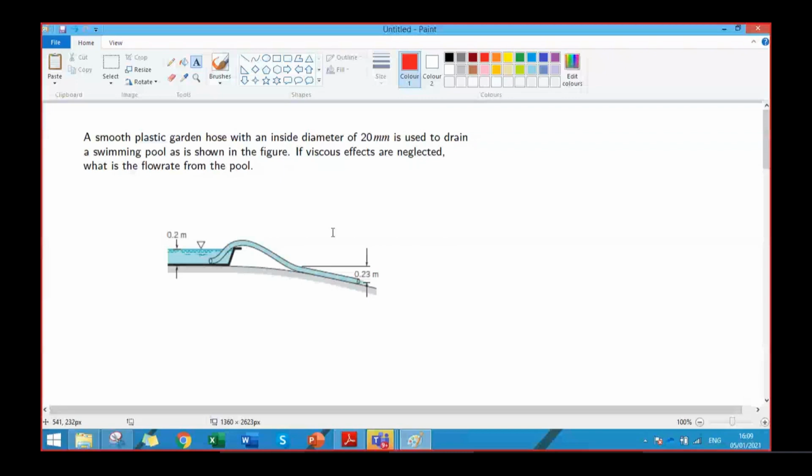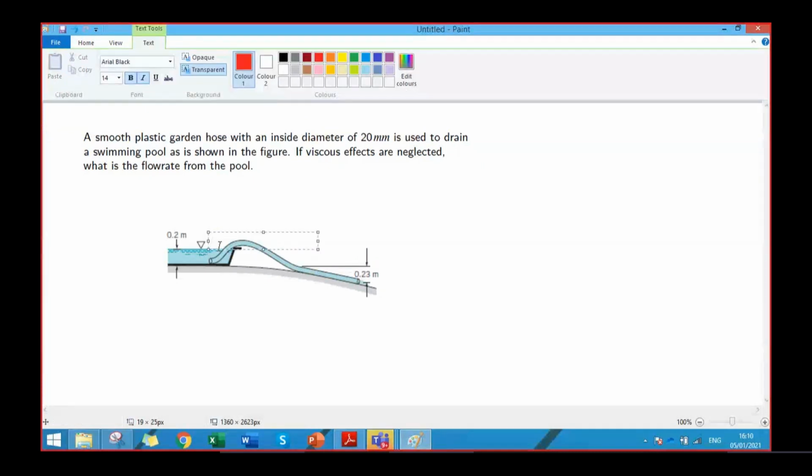No. Point 1 will be defined at the top of the pool surface, and the second at the exit of this hose, right? The top of the pool and the top opening of the pipe.